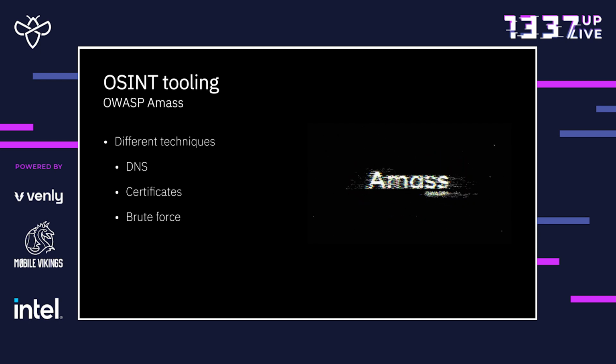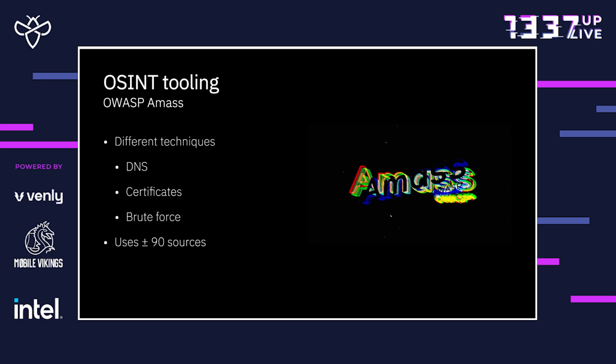At this very moment, Amass is using approximately 90 sources to gather its information. Cert.sh and Wayback Machine, which I talked about earlier in this talk, are also among the many sources available. Some of these sources require you to register an account or take a subscription. But no worries, even without those subscriptions or accounts, you can get a lot of valuable data.